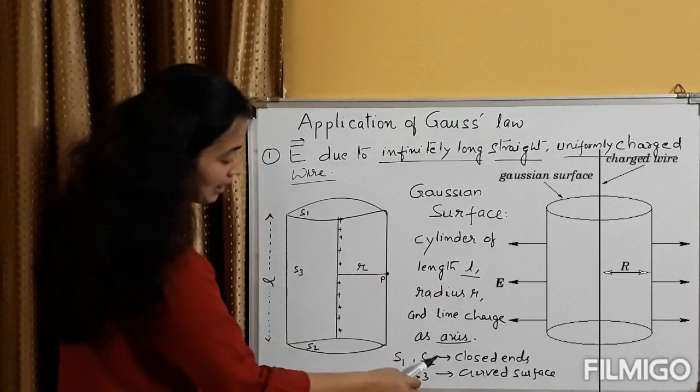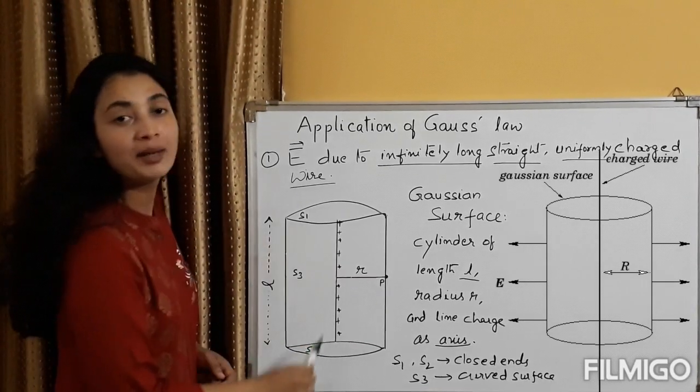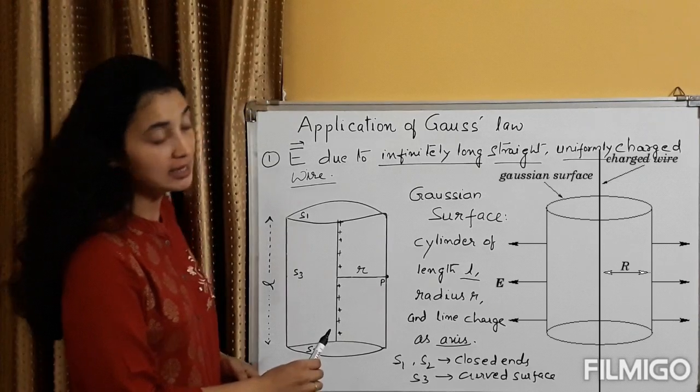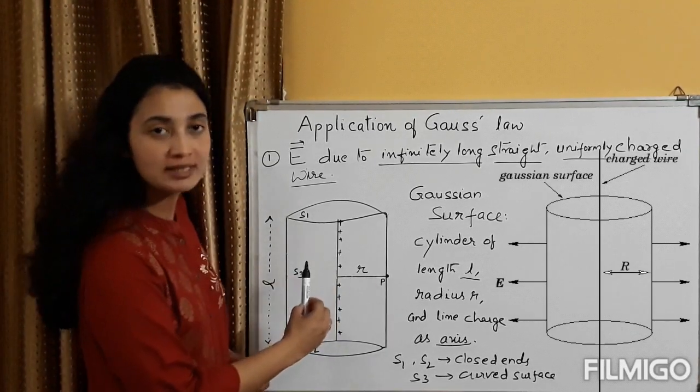And moreover, we have S1 and S2. These are the top and bottom closed ends of the cylinder, and S3 is the curved surface area of the cylinder.